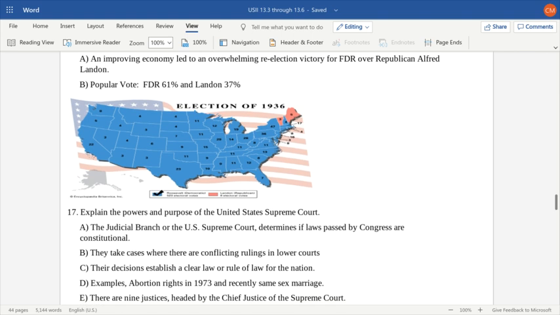Okay, explain the powers and purpose of the United States Supreme Court. And this is an election issue in many different election years. The judicial branch of the United States government is the U.S. Supreme Court. It determines if laws passed by Congress or even passed in different states across the United States are constitutional or not. Often they take the cases which have conflicting rulings in the lower court.